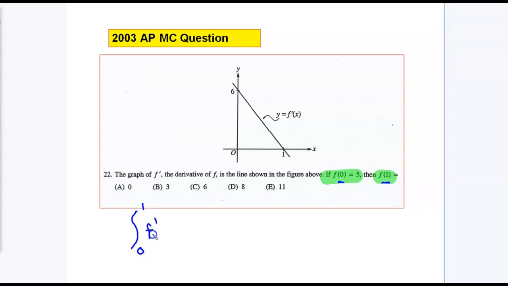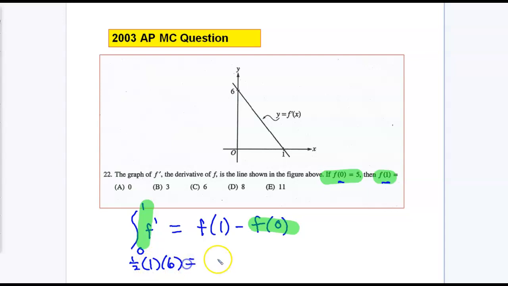So the integral of f prime from 0 to 1, well, the antiderivative of f prime is going to be f evaluated at the upper limit minus f evaluated at the lower limit. Now we have three things in this equation. This I can get from the graph. This is given to me, and I can solve for f of 1. This part right here is just the area under the graph from 0 to 1, so this is going to equal 1/2. My base is 1 and my height is 6.